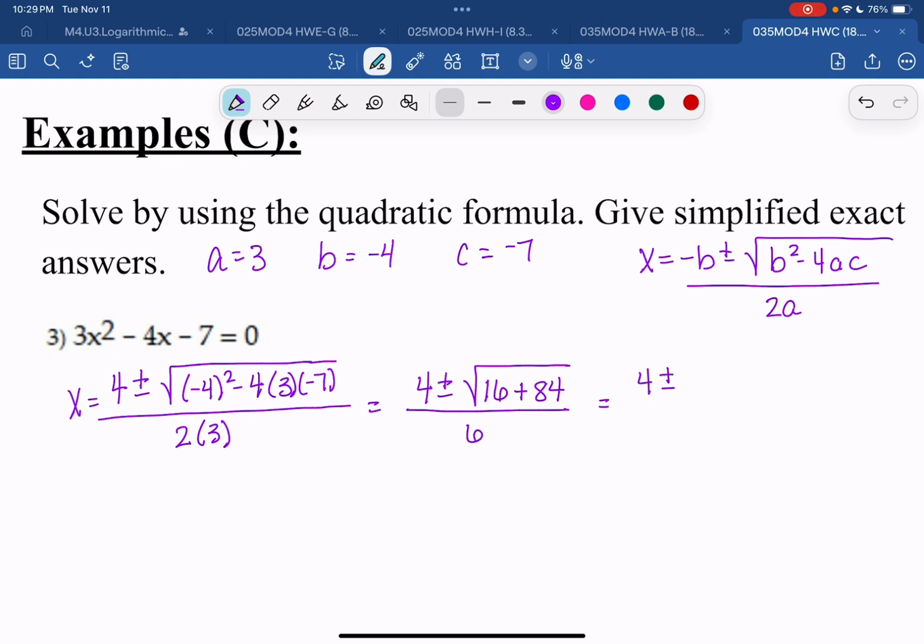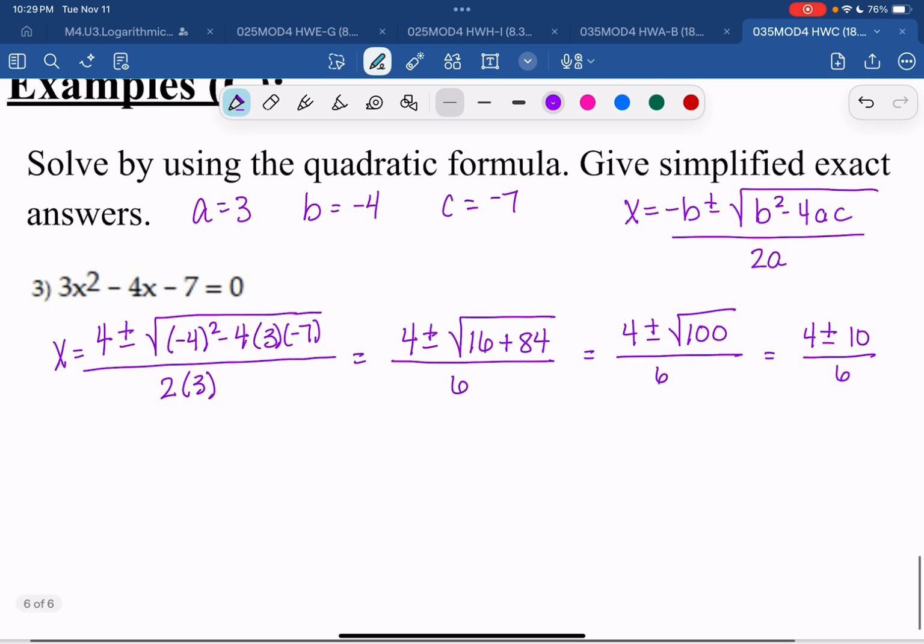All right, then we'll keep cleaning up. So then I can do 16 plus 84. So I've got the square root of 100 over 6. And the square root of 100 is 10. Okay, but remember, we always clean our answer up as much as possible. So my square root went away this time. So what that means is I have 4 plus 10 over 6 as one answer, and 4 minus 10 over 6 as one answer.